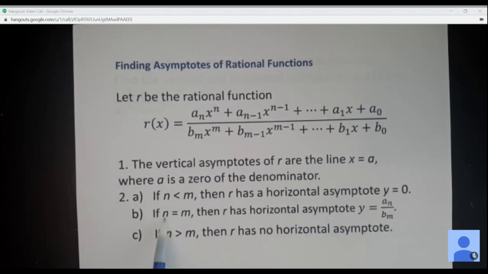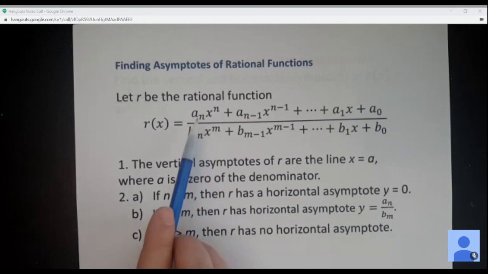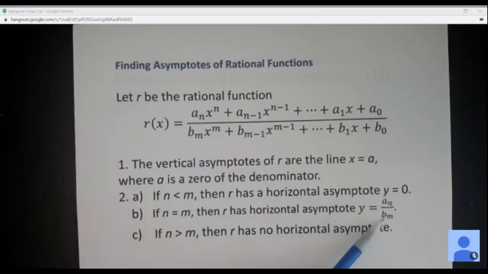If the degree in the numerator is equal to the degree in the denominator, then we're going to divide the coefficients here. So the a sub n and the b sub m, that's just the numbers out front. We can divide those, and that will give us our horizontal asymptote.